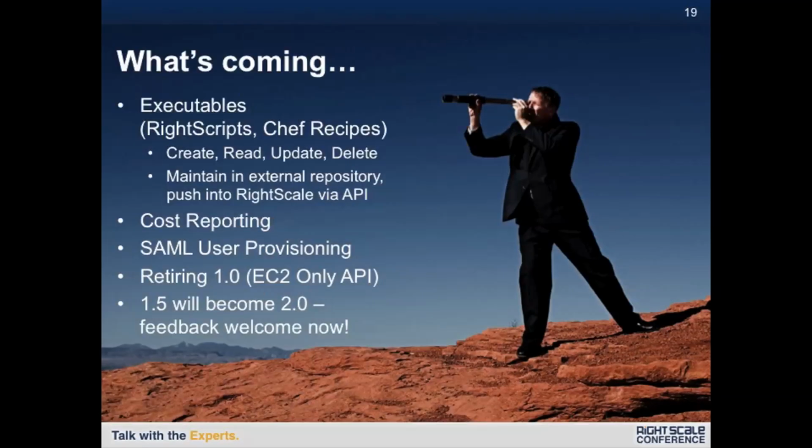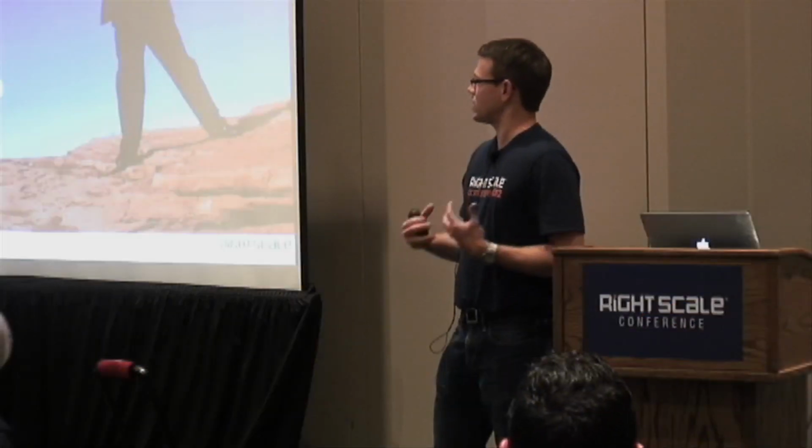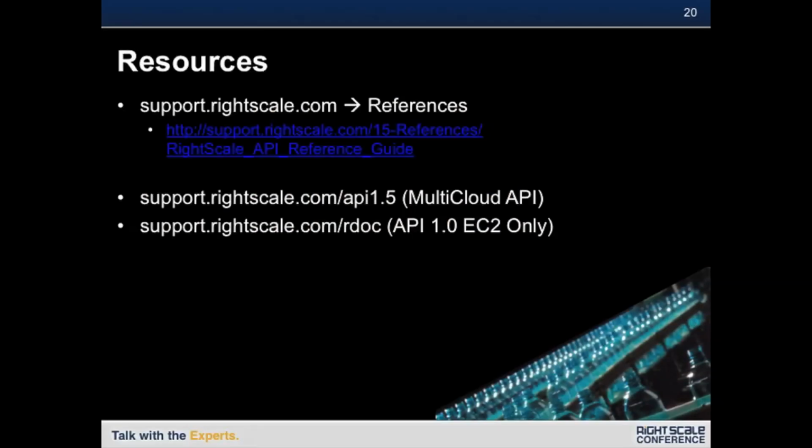And then eventually we will retire the 1.0 API, which is the EC2-only API. And currently we are on what's called 1.5. This is the multi-cloud API. And when we roll Amazon into it, it will become 2.0. A lot of what is going into this API is being set now, so if you do have specific requests, we would love to hear your feedback. But that was mostly about it.